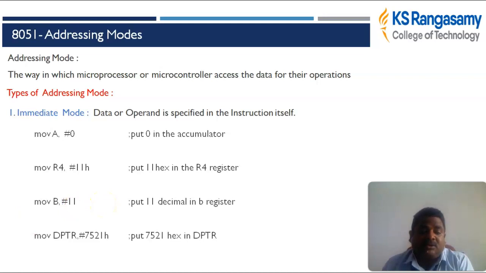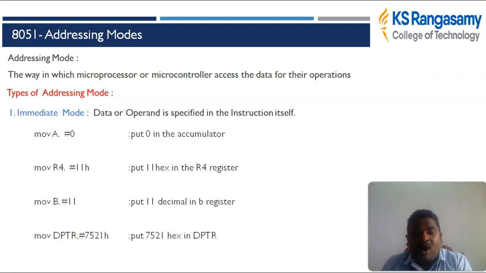Then the fourth example for immediate addressing mode is MOV DPTR, #7521h. Here the H tells us automatically that 7521 is hexadecimal data. That 16-bit hexadecimal data is copied to the data pointer, as data pointer low and data pointer high. So these are immediate addressing mode instructions.